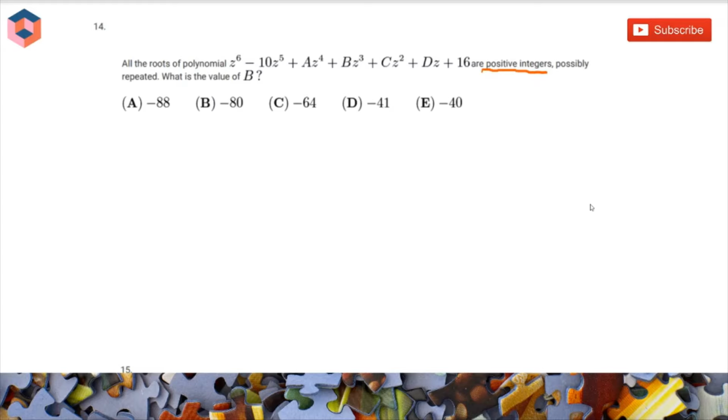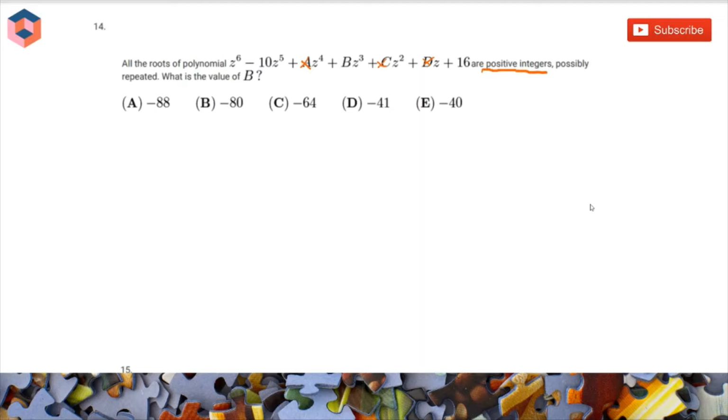Okay, so the fact that they don't give us the value of a, c, and d might be a hint that maybe those values don't matter. And when do those values not matter? Well, they give us this condition that they're positive integers, so that constrains it a lot. Well, when do those values not matter? That would be in Vieta's formula, which basically tells us a lot of information about the roots.